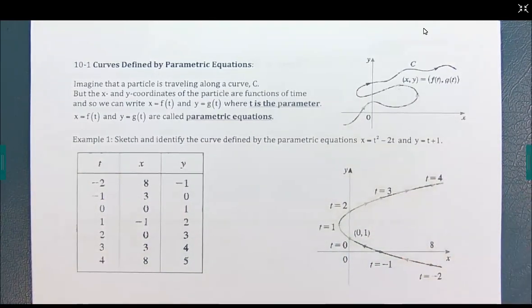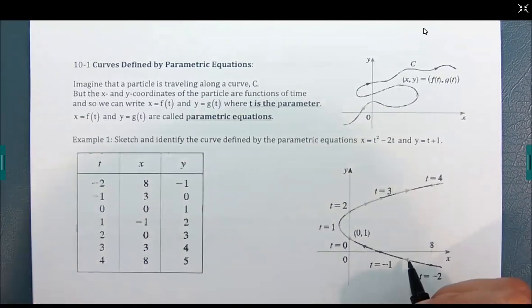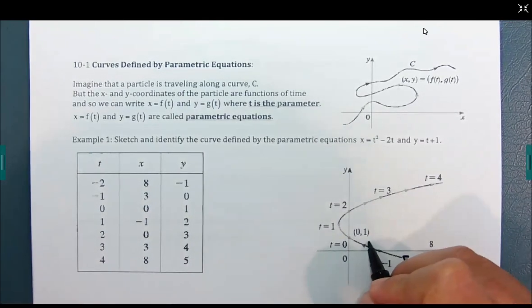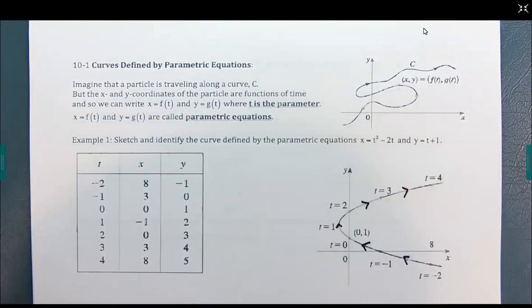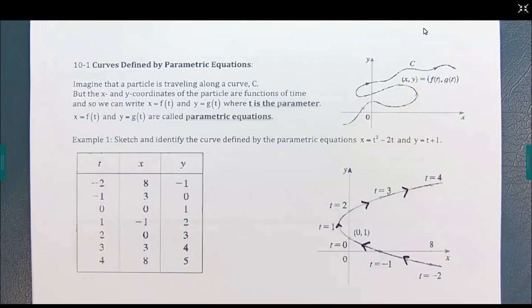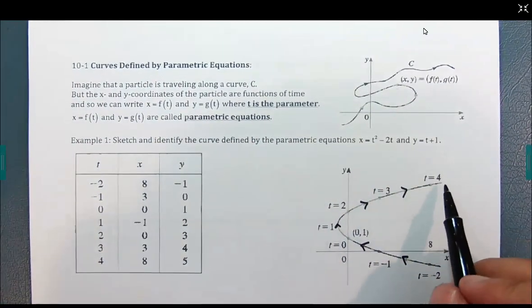Now I want to talk about that for a minute. This direction is considered counterclockwise, or this one is considered clockwise. A positive orientation is counterclockwise. You can see it didn't come out all that great, but there are arrows on this indicating what direction this is going. So with parametric equations, we not only get the curve, but we get the direction that the curve is moving.